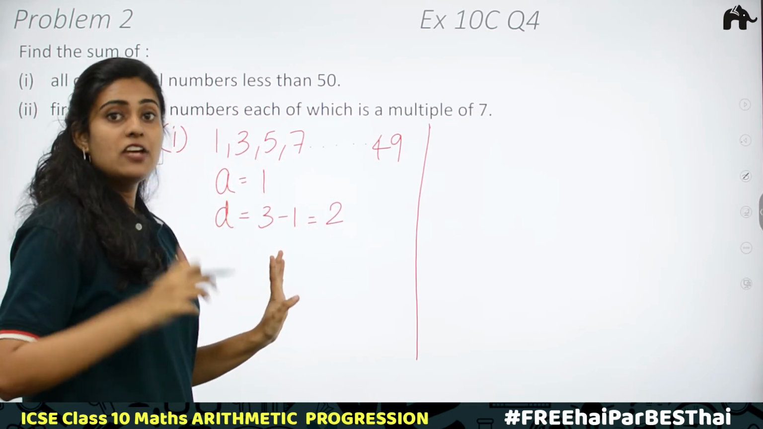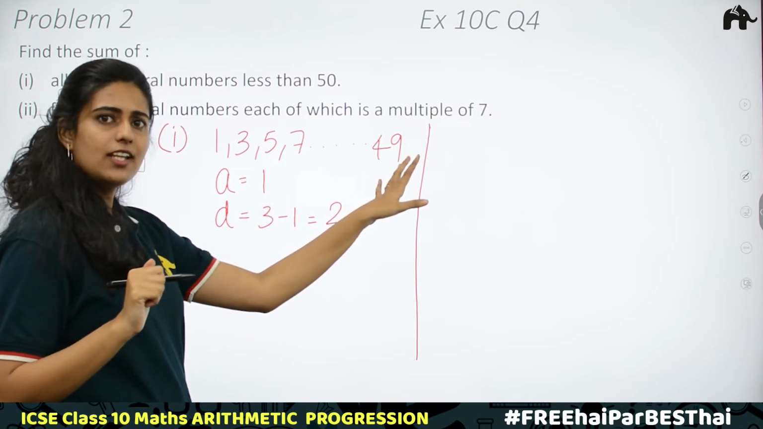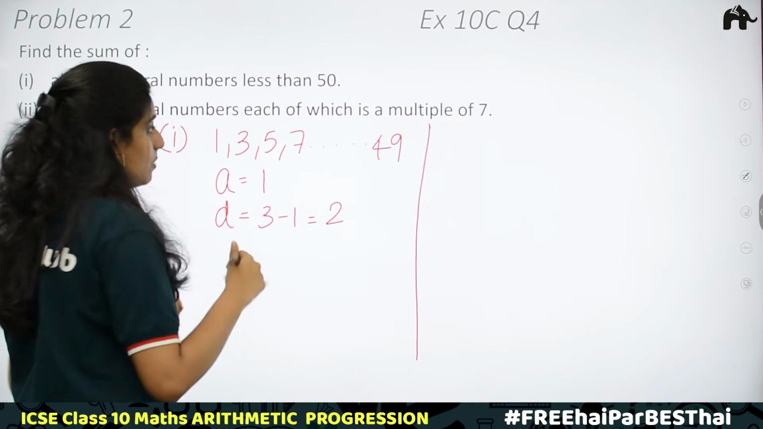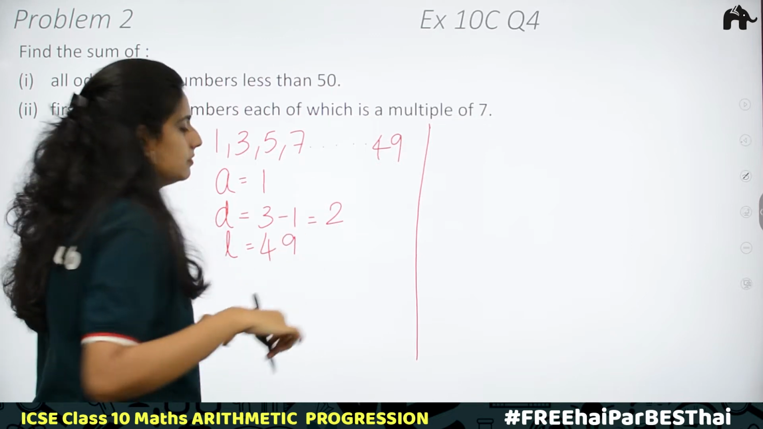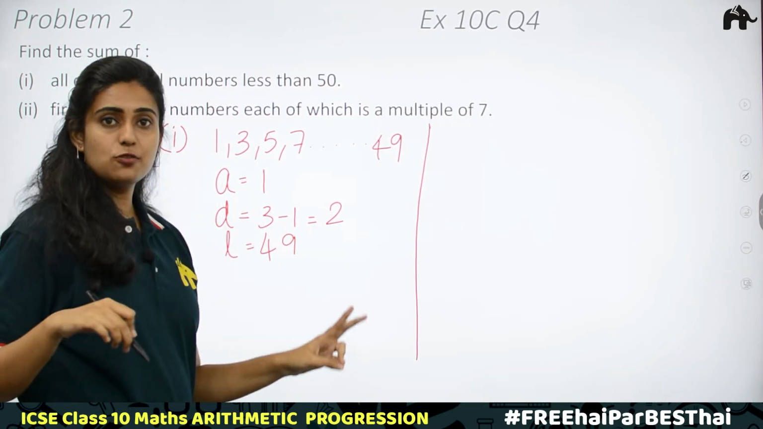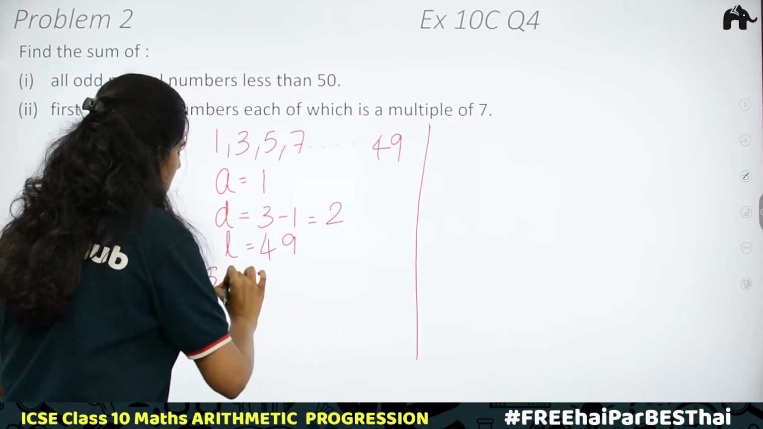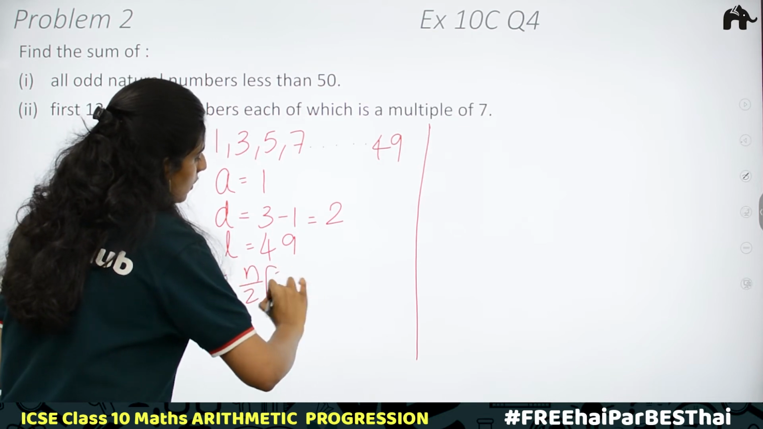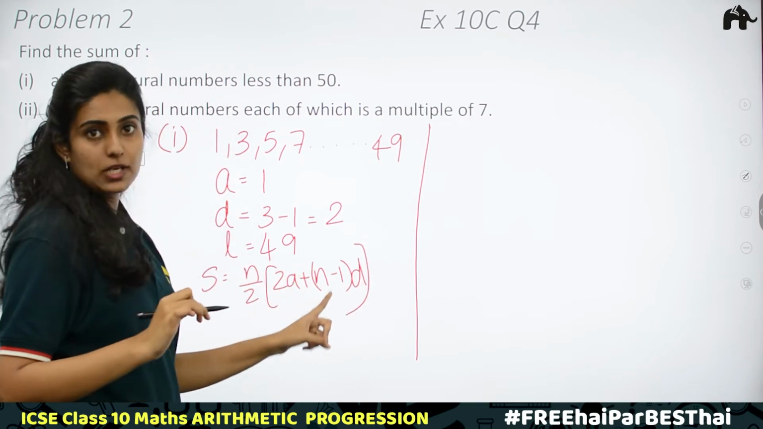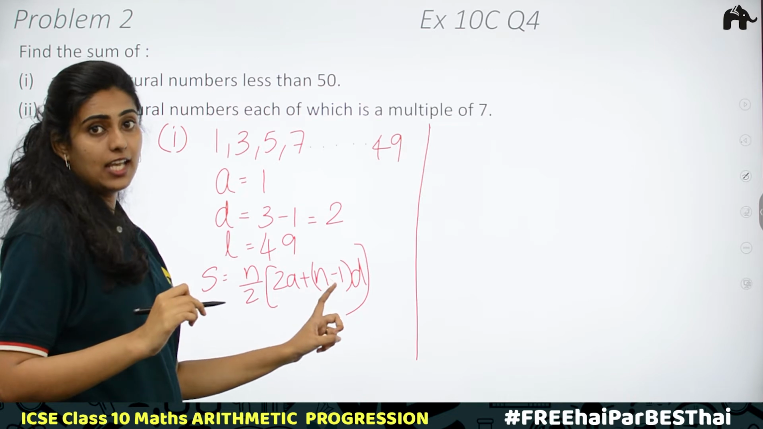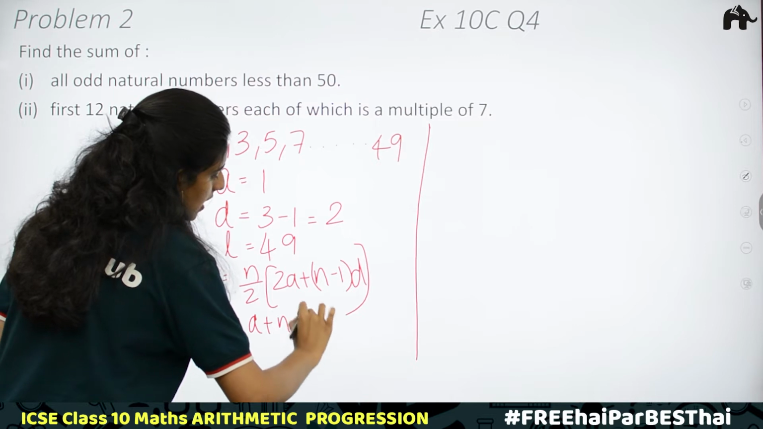Then what else is given? We don't know the number of terms. Okay. What else is given? 49. What is 49? 49 is the nth term or the last term. Here l value is equal to 49. Okay. Now we have two formulas to find the sum of n terms of the AP. Either we can use S is equal to n by 2 into 2a plus n minus 1 into d. If we are going to use this formula, first we need to find n. How can we find n? We have last term l is equal to a plus n minus 1 into d.